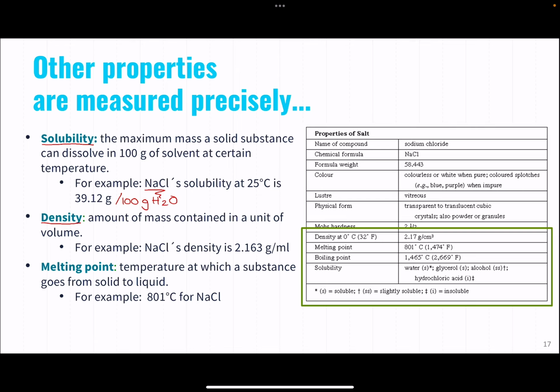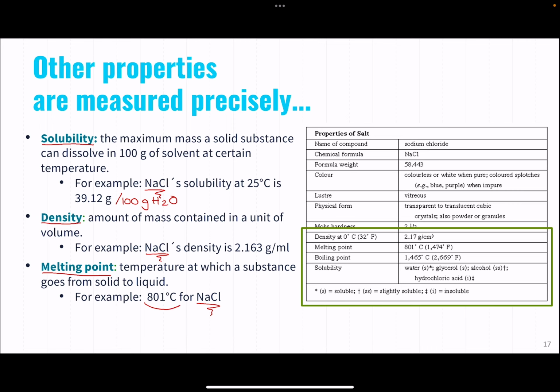Density would be another physical property. It is the amount of mass contained in a unit of volume. For example, if we continue with the properties of sodium chloride, or salt, sodium chloride's density is 2.16 grams for every milliliter. And the last one, melting point, it is the temperature at which a substance goes from a solid to a liquid. In the case of sodium chloride salt, it is 801 degrees Celsius.